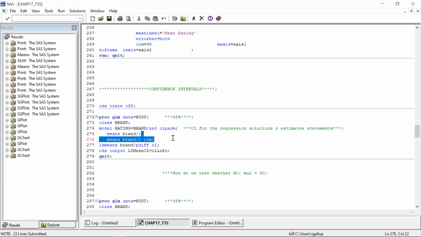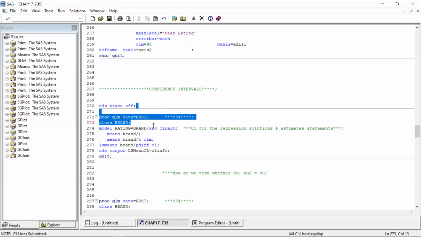Line 276 is going to use the mean statement to create confidence limits for the mean. And then line 277 does it with the LS means line. And if you see here, line 278, I'm using the ODS command. Remember with SAS, with the ODS, any portion of the output can be sent to a data file. In this case, I'm sending information from the LS means part of the output to this data set, CL info. I'll show you this in a minute.